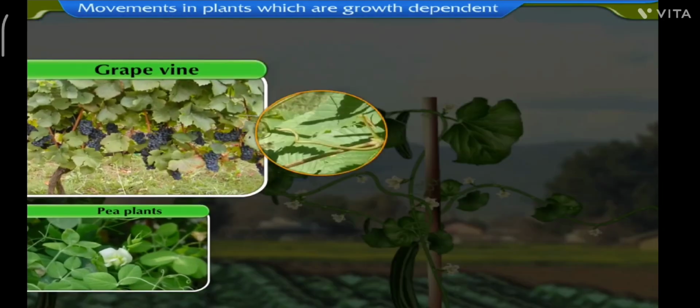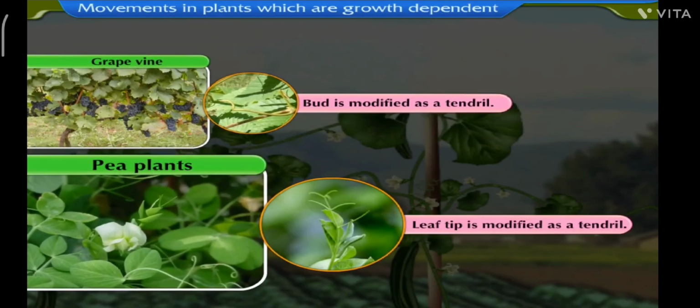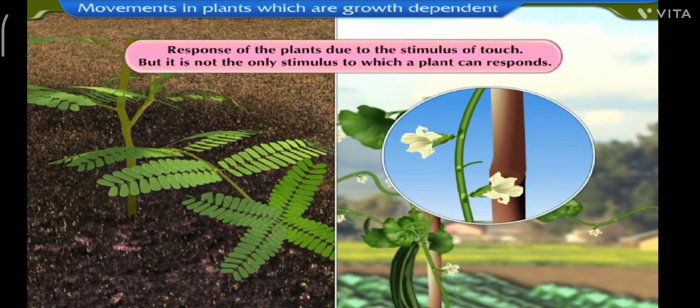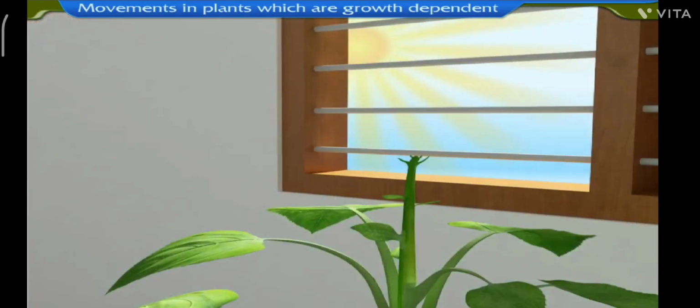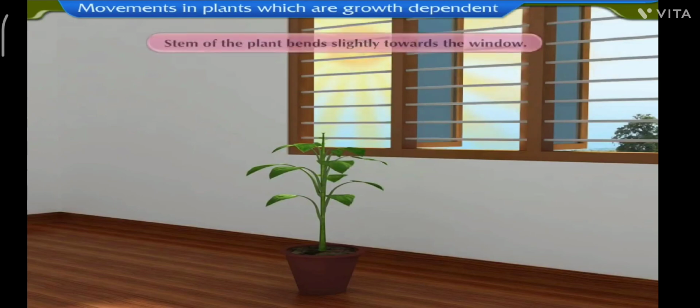In a grapevine, the bud is modified as a tendril, and in a pea plant, the leaf tip is modified as a tendril. We have studied the response of plants to the stimulus of touch, but it is not the only stimulus to which a plant can respond. Let us study the other types of stimuli that can be perceived by plants, which ultimately result in their growth.